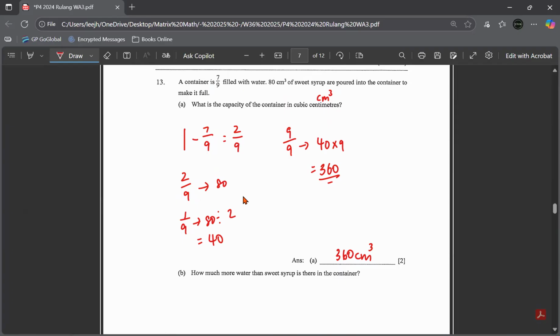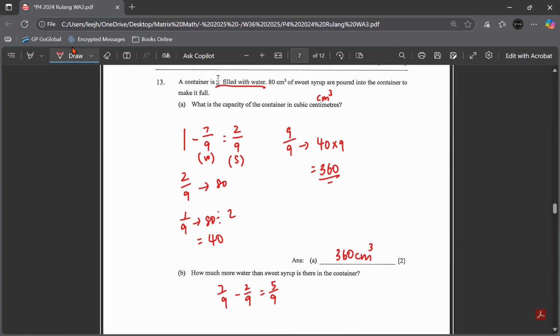So you just know that water is actually taking up 7/9 of the container. So you know that 1/9 is 40. So you can see the syrup takes up 2/9. So the difference between water and syrup: water is 7/9, minus away the fraction for syrup, 2/9. The difference between water and syrup is a fraction of 5/9.